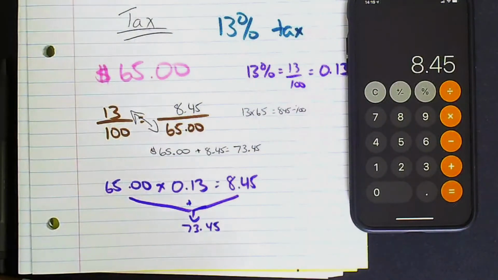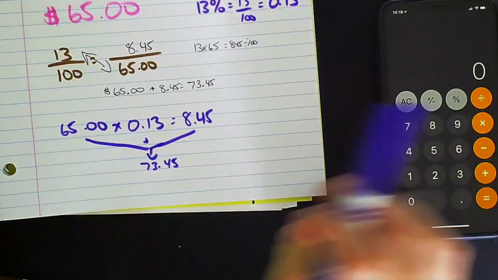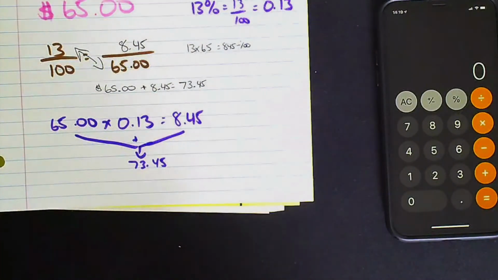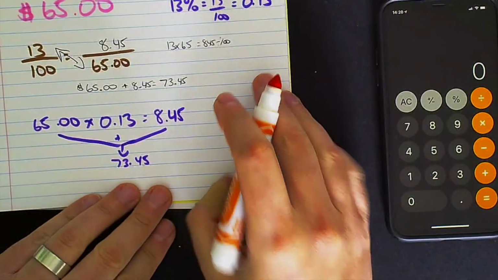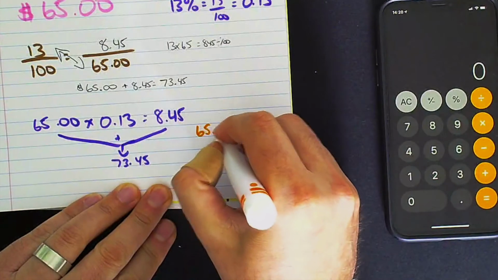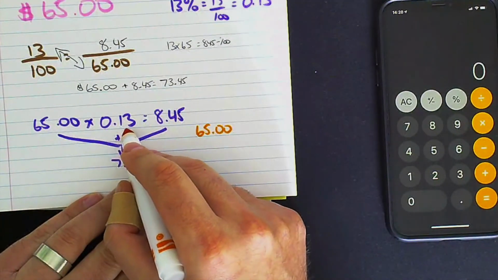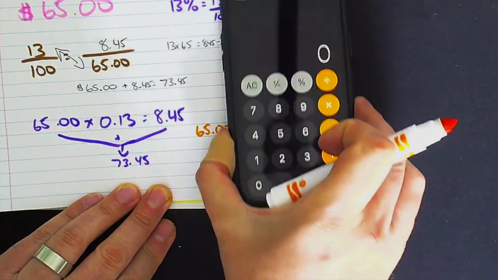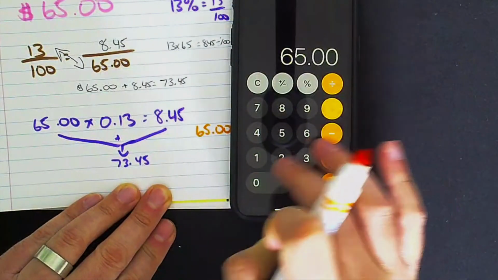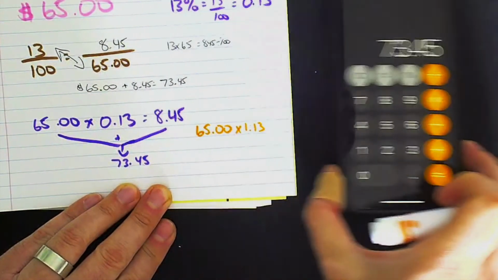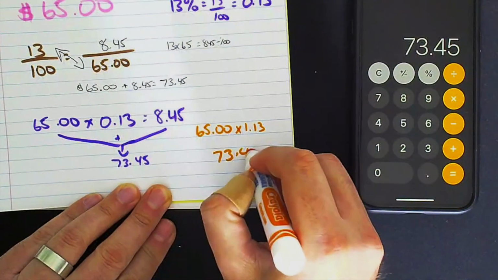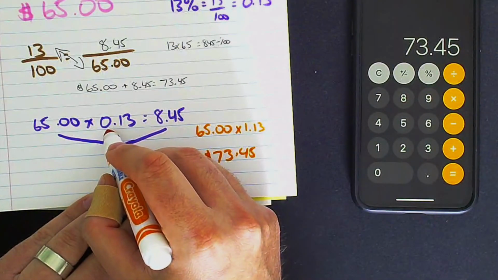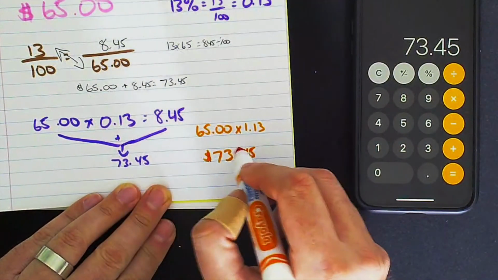Now the other way that I learned, here's the trick. If you just want to find out how much the total cost is, here's a little trick for you to use, okay? This will get you right to the answer. You take the $65, instead of multiplying it by 0.13, multiply it by 1.13, and watch what happens. It gives you the total cost of the product. So this will give you straight to the total cost. This with the zero just tells you how much tax you're paying. So that's the little trick that you can use.